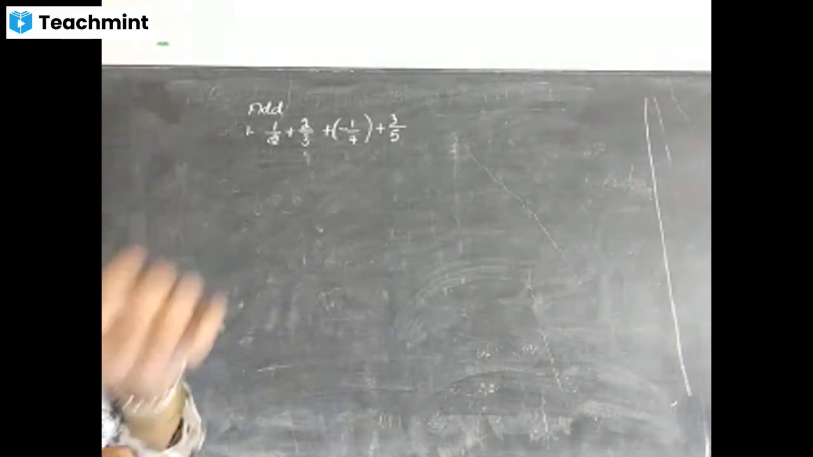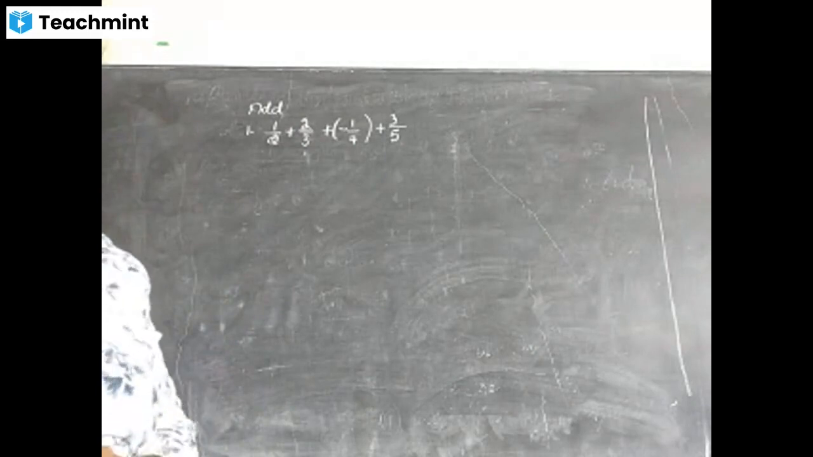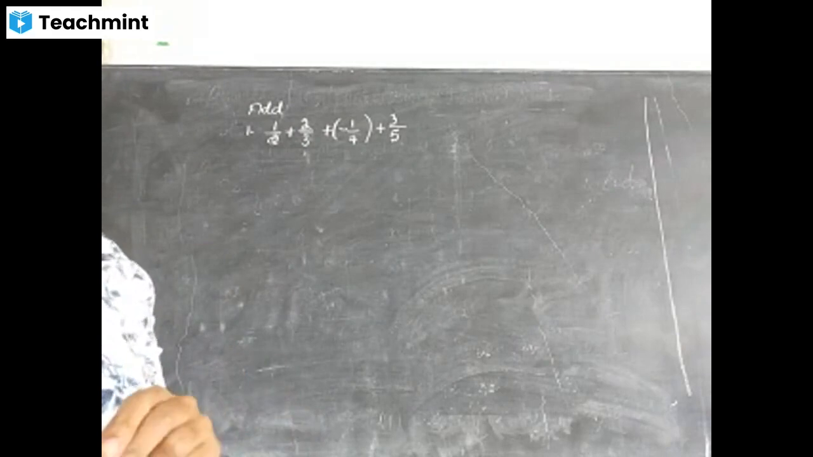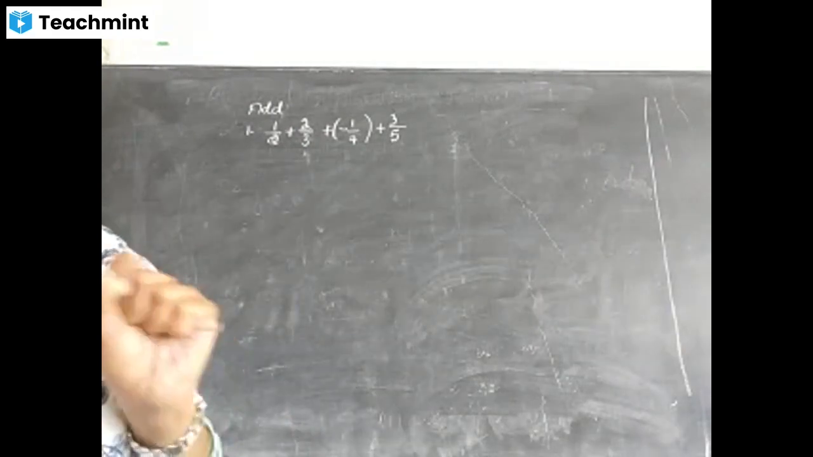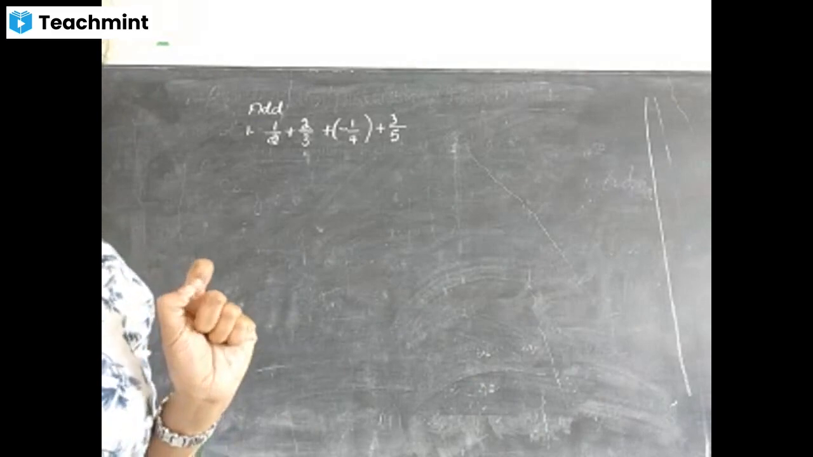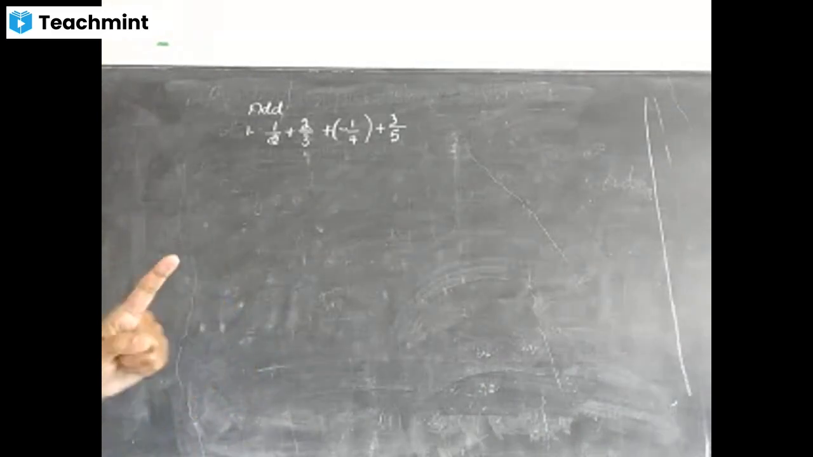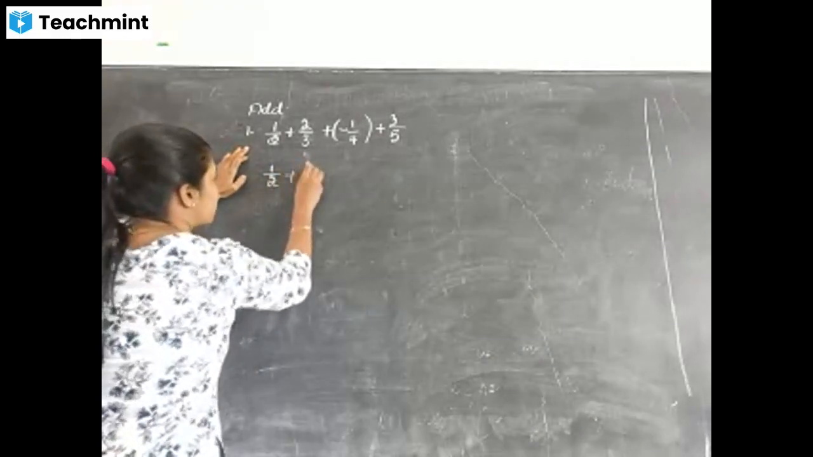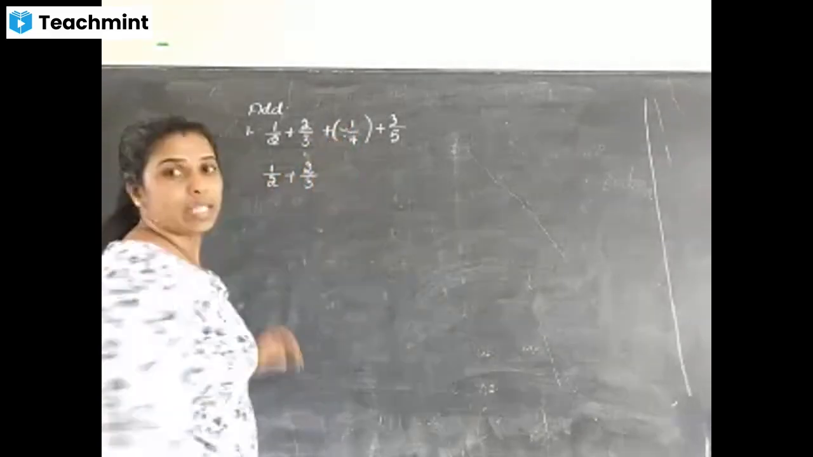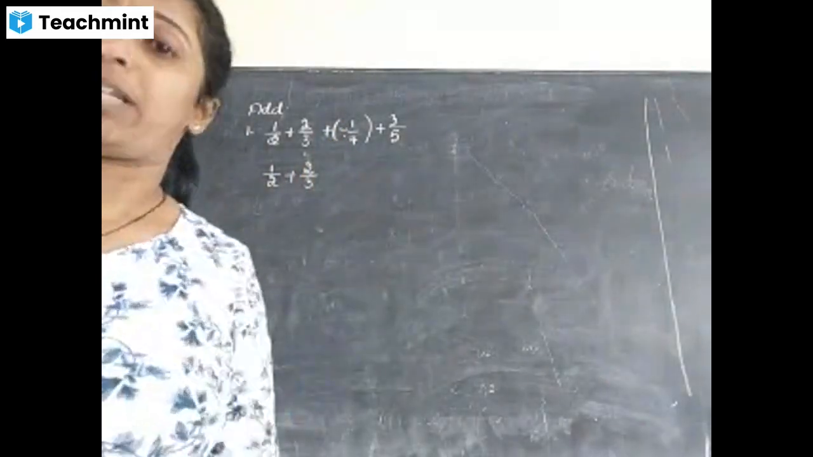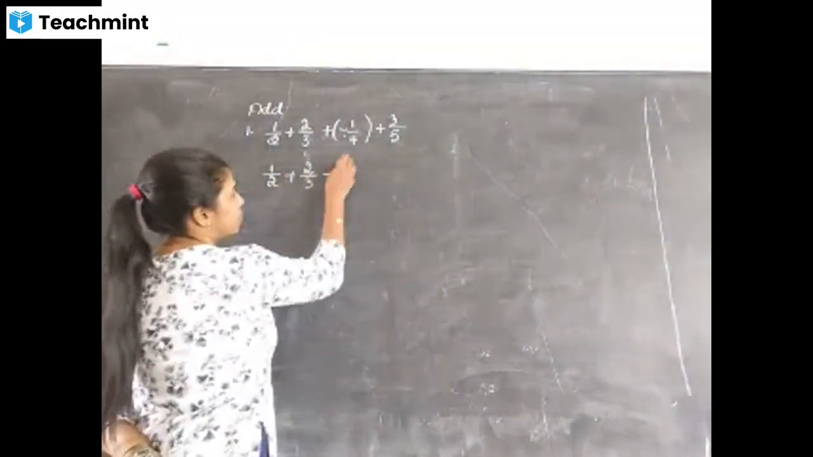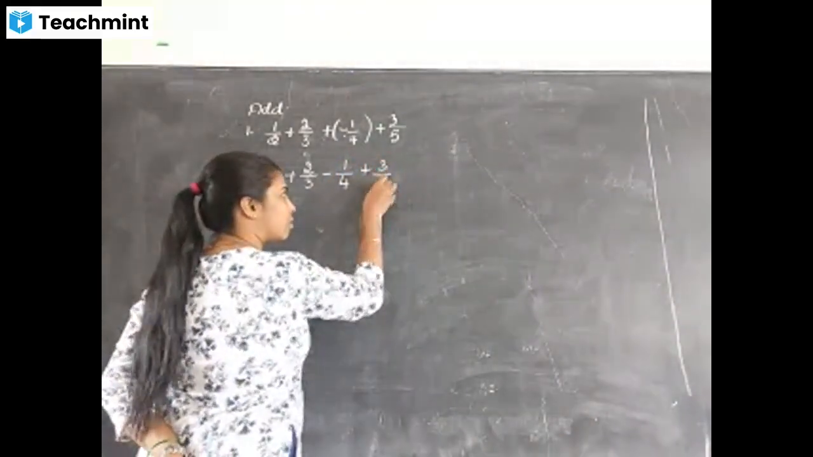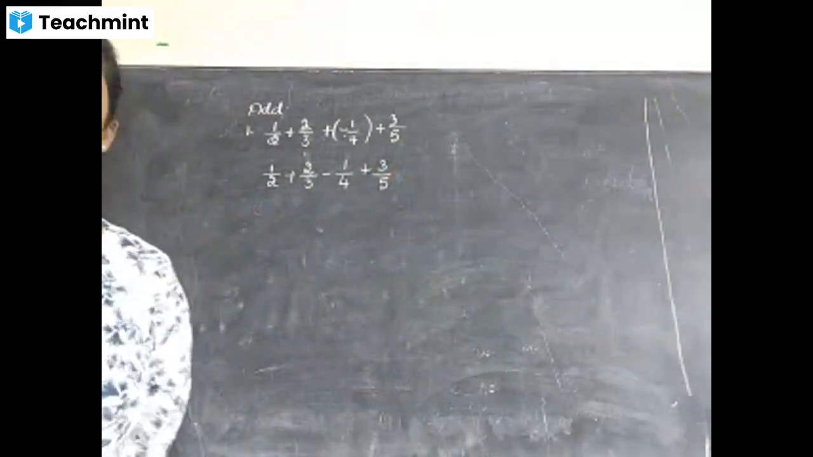Afterwards, look at the denominators. The denominators are different, so we can't add directly. First we have to take the LCM of the denominators. So first I will open the bracket. Plus into minus is minus. 3 by 5.